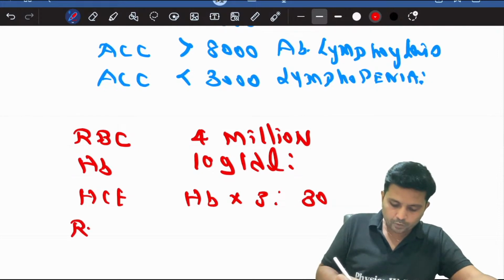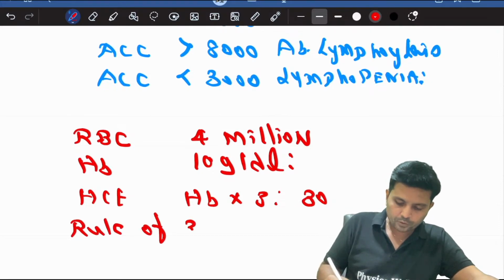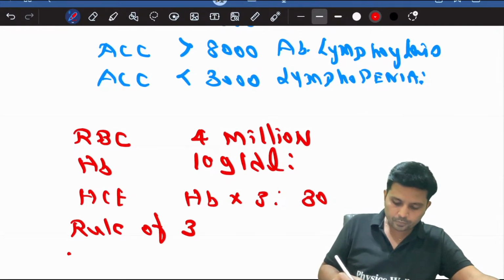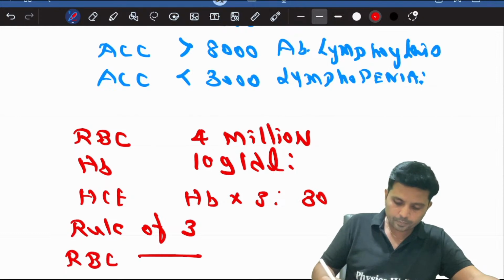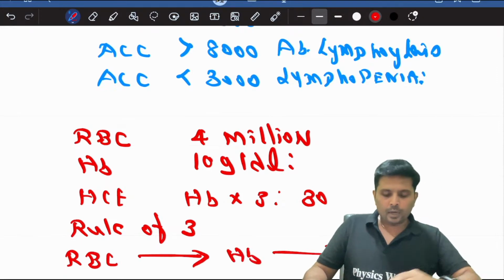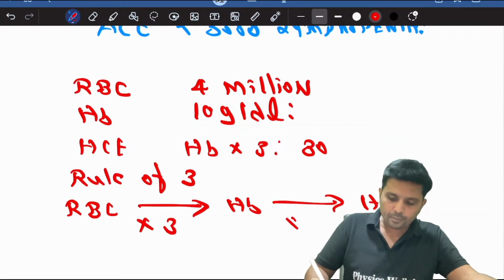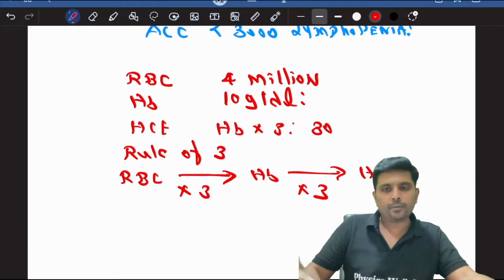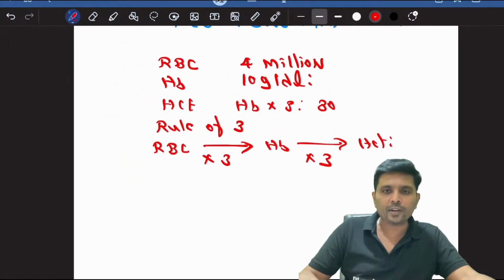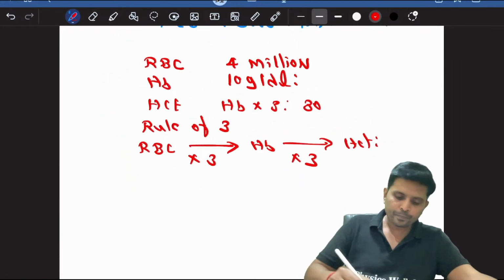What is called the rule of 3? Rule of 3 means, let me write hemoglobin, let me write hematocrit. RBC into 3 should be the hemoglobin. Hemoglobin into 3 should be the hematocrit. This is called the rule of 3. Let me explain why it is so.